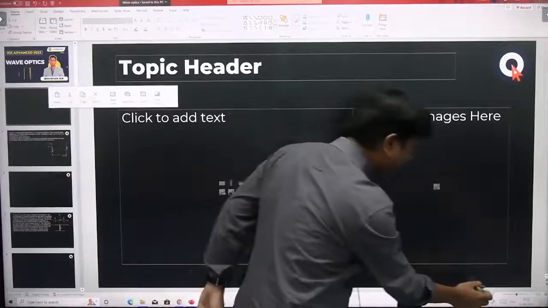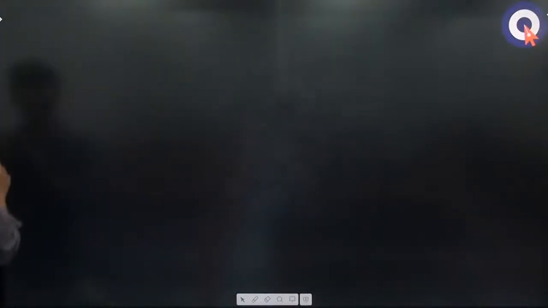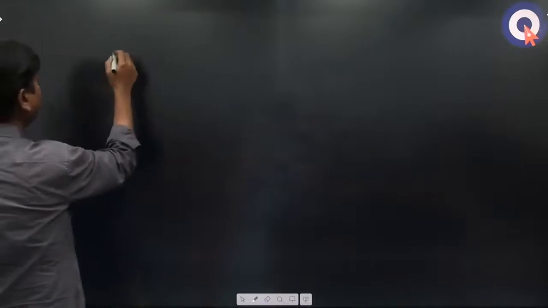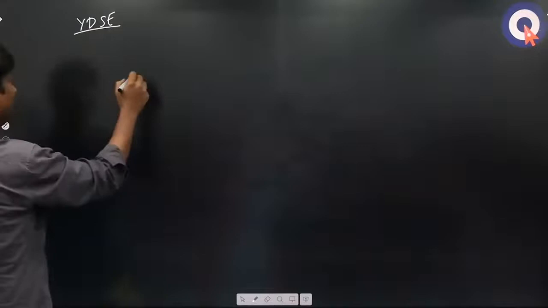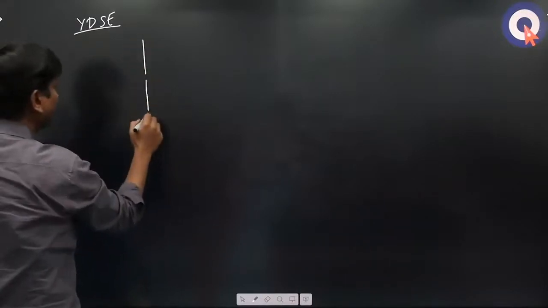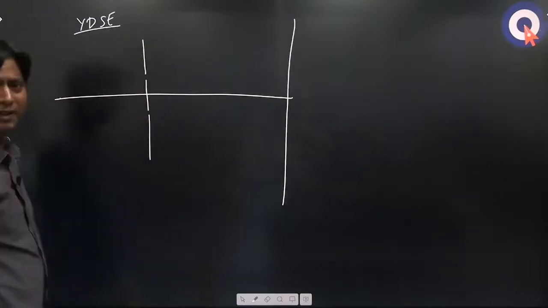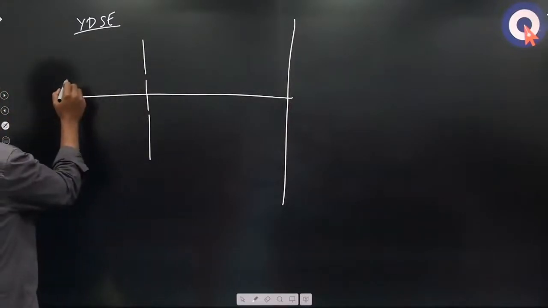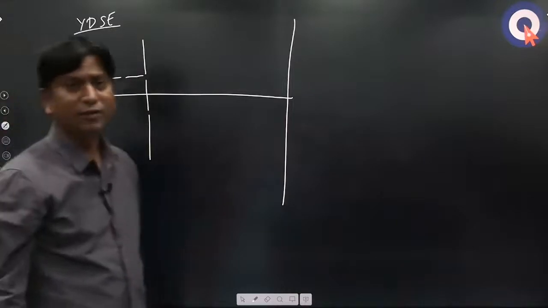Just a few points we'd like to add before exactly starting the numericals for today. Let us see one by one. Whenever in the Young's double slit experiment there are two slits, mostly the source is placed symmetrically with respect to the slits. But suppose the source is placed exactly in front of one of the slits.